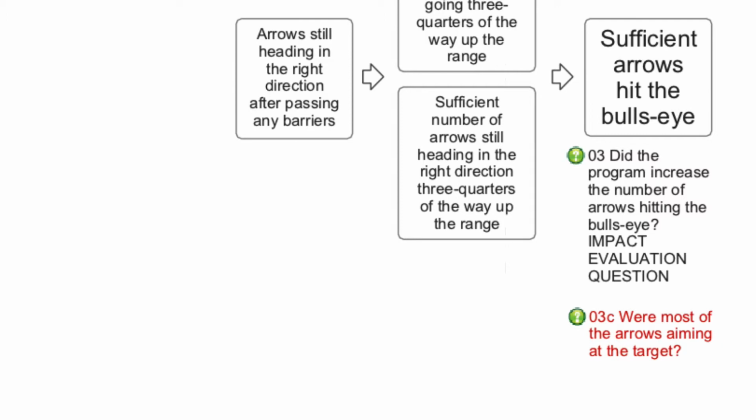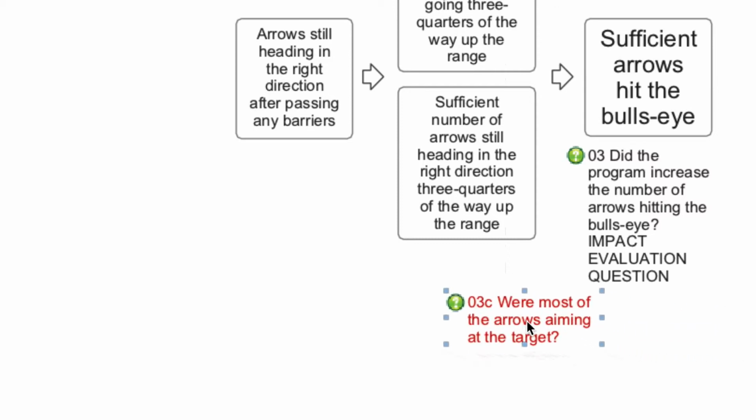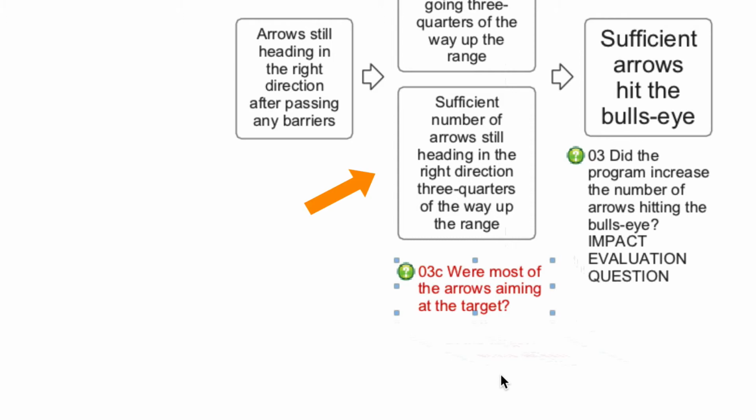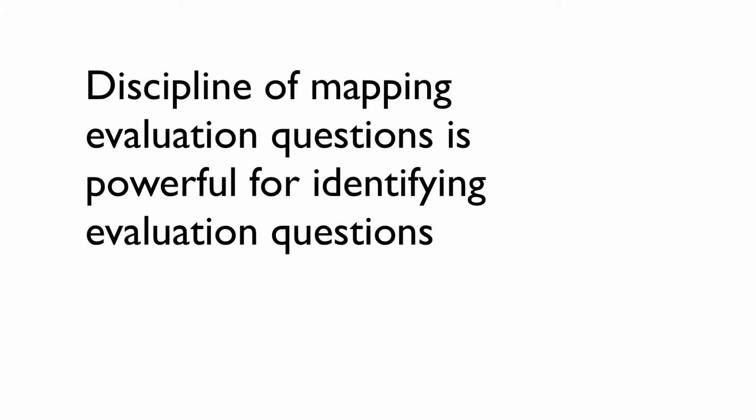Here's another one. Were most of the arrows aiming at the target? Now this one would more appropriately live a little bit to the left within your model, not under the terminal box on the right-hand side about sufficient arrows hitting the bullseye, but more under the box, sufficient number of arrows still heading in the right direction, 3/4 of the way up the range. So we can see how you can move those evaluation questions across your visual model and be very clear about where they are, where they lie. So the discipline of mapping evaluation questions is very powerful for identifying evaluation questions when you're doing evaluation planning.